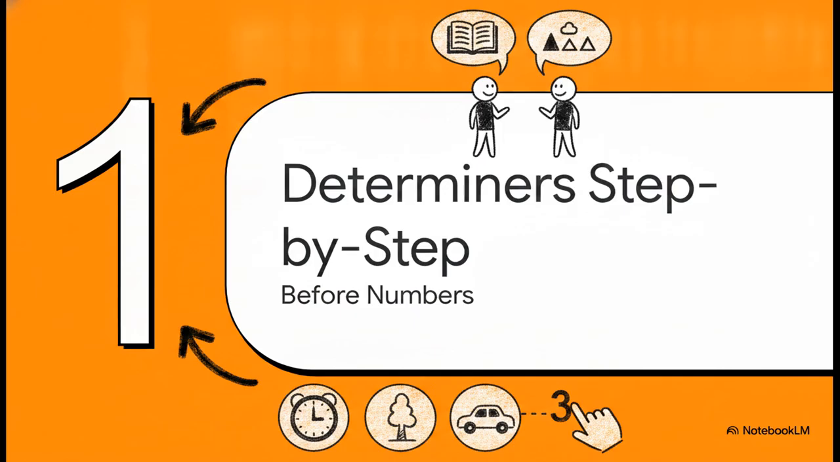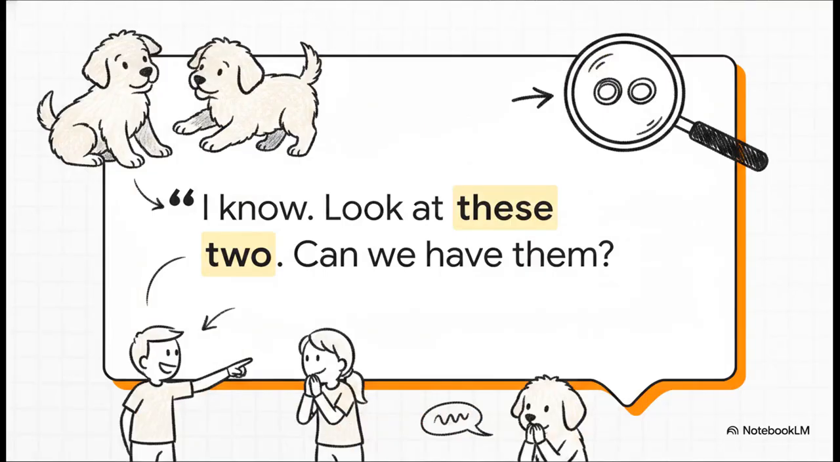Okay, Section 1. Determiners step by step, focusing specifically on using them right before numbers. So when you and the person you're talking to already clearly understand what you're referring to, you really don't need to repeat the noun. It just sounds clunky. Imagine you're with a friend looking at a litter of adorable puppies. Your friend goes, "What cute puppies?" And you respond, "I know. Look at these two. Can we have them?" Notice that phrase, these two. You didn't say these two puppies. Because the context is completely obvious, you just dropped the demonstrative these directly in front of the number 2. It points right to the objects without sounding repetitive.